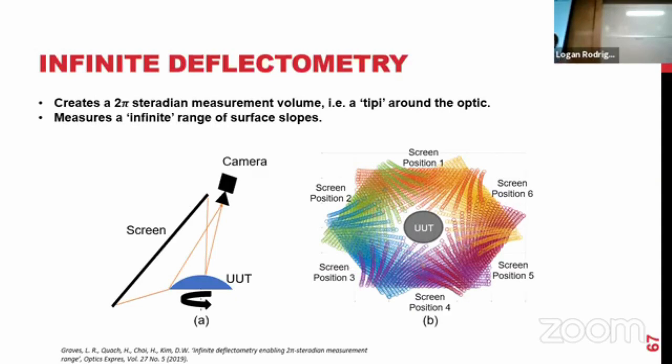spun around. In doing this through a full rotation, we create a virtual teepee shape around the optic, and that creates a 2 pi steradian measurement volume. This simply means that we put a teepee of virtual screens around the optic, and we can now test it, even if it's highly convex or freeform.